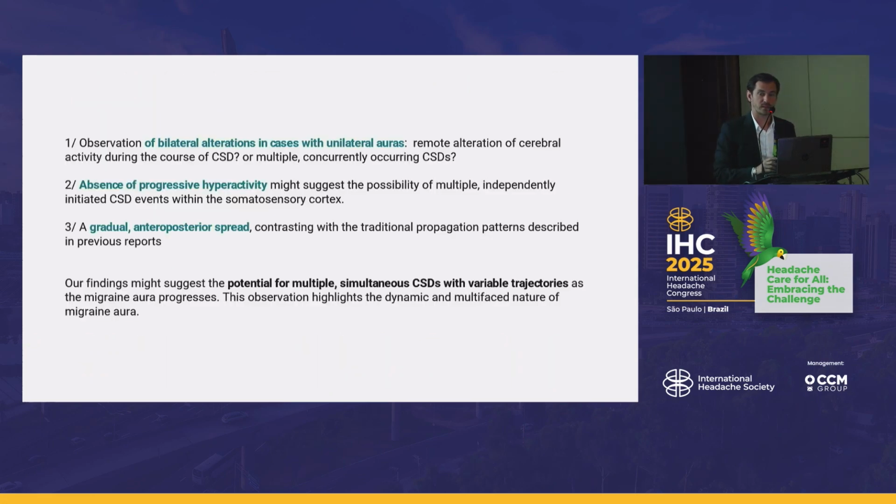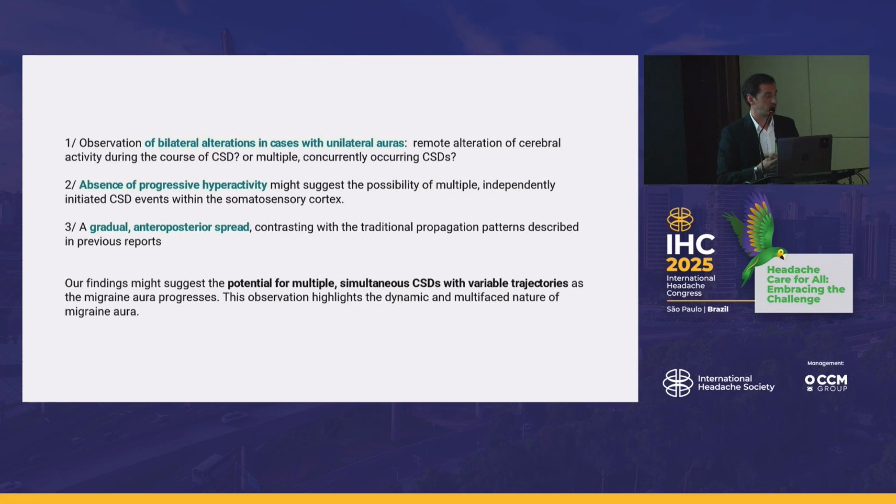So what do we learn from this observation? First, we can observe bilateral alteration of brain activity in patients with unilateral symptoms. Why? Maybe because of remote alteration of cerebral activity during the course of a cortical spreading depression, or maybe because of multiple simultaneously occurring cortical spreading depressions. Second, we observe the absence of progressive hyperactivity from the occipital cortex to the somatosensory cortex in one patient. That might suggest the possibility of multiple independent CSDs.